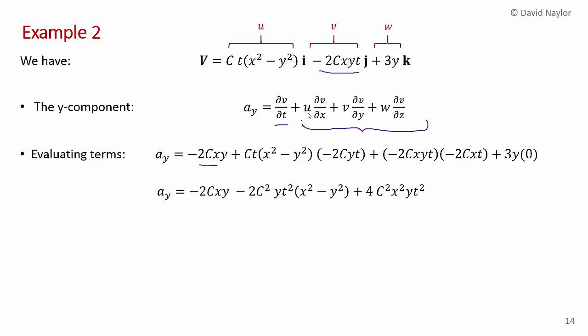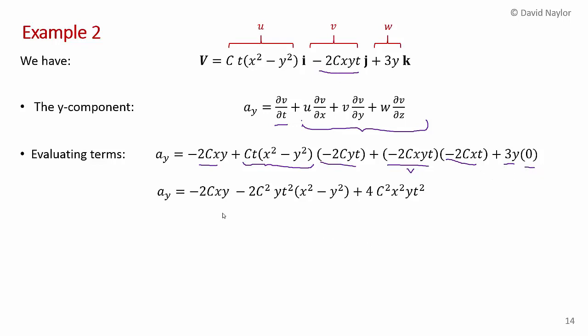And then I've reproduced u here. So here's u. That's correct. And now we want to take ∂v/∂x. So that's going to become minus 2cyt. Yeah, that's correct. And now the v ∂v/∂y, so I've rewritten v, which is minus 2cxyt. So that's v here. That's the v component. And then ∂v/∂y. So that's going to become minus 2xt. Yes, that's correct. And then w again is 3y. And then we want to take ∂v/∂z. Well, z doesn't appear in v at all, so that gives you 0.